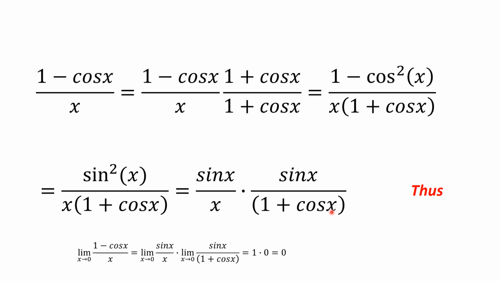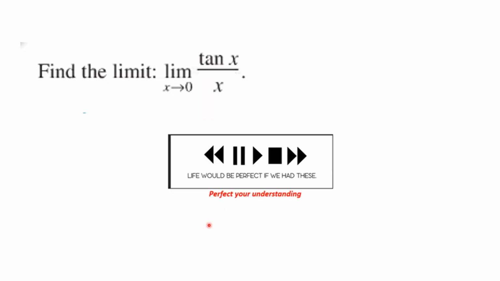And now I can talk about taking the limits, because the limit of this thing is the same as the limit of this thing. So the limit as x goes to 0 of 1 minus cosine x over x is the same as the product of the limits. This limit we just learned was 1. This limit we can just plug it in and we get 0, so the answer is 0, and we have proven that theorem.